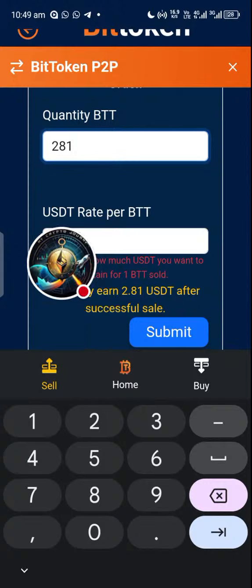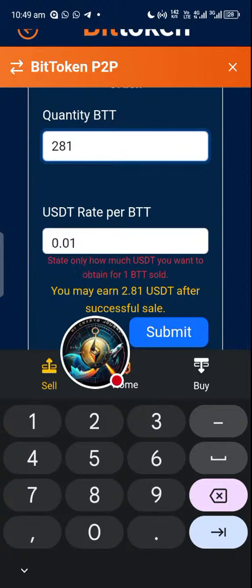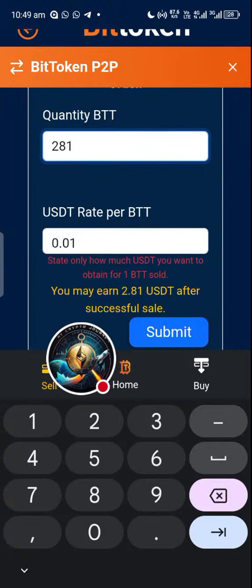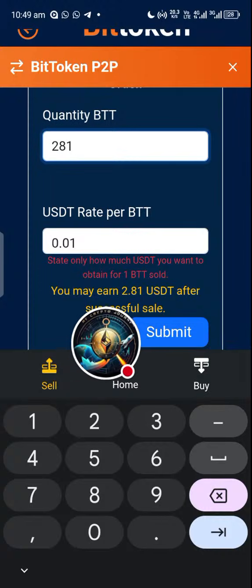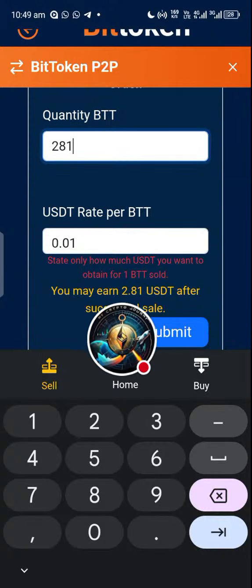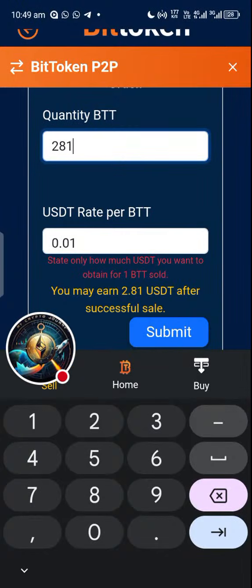So I wouldn't want to sell it at a very low, cheap rate here and waste my efforts, except maybe if I need the funds very urgently. But I don't need it urgently, so it's better I keep accumulating and holding. So you see, I'm going to receive $2.8. All right, so that is it.